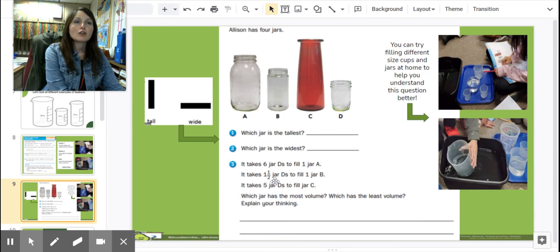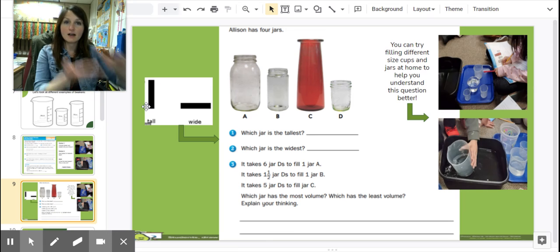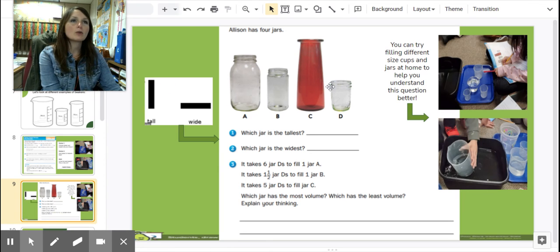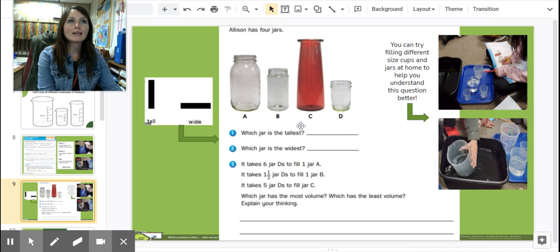So here it says which jar is the tallest. Remember, tall is up and down. You can figure out which one is the tallest and write the letter here. Here it says which jar is the widest. Wide is going across this way. Which one would be the widest jar?